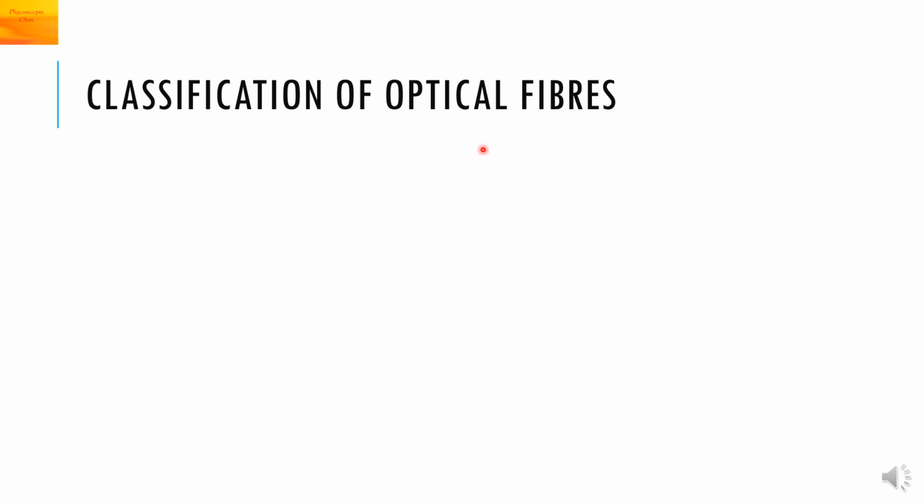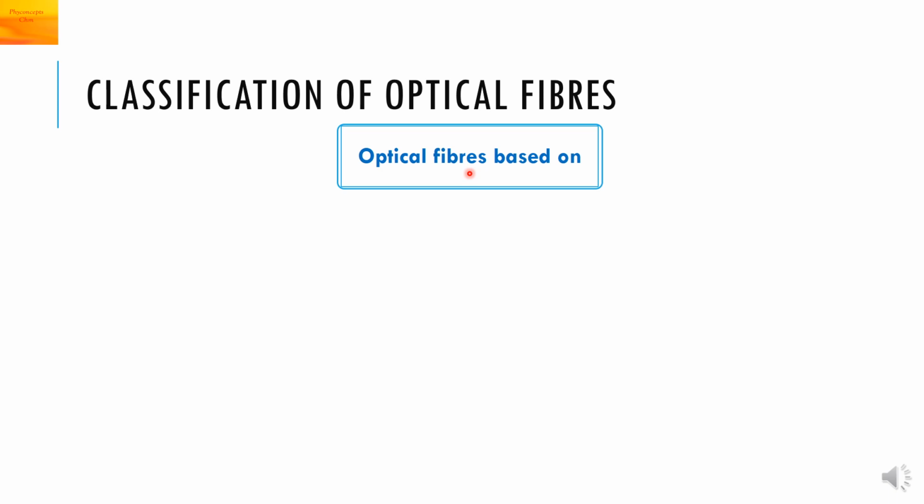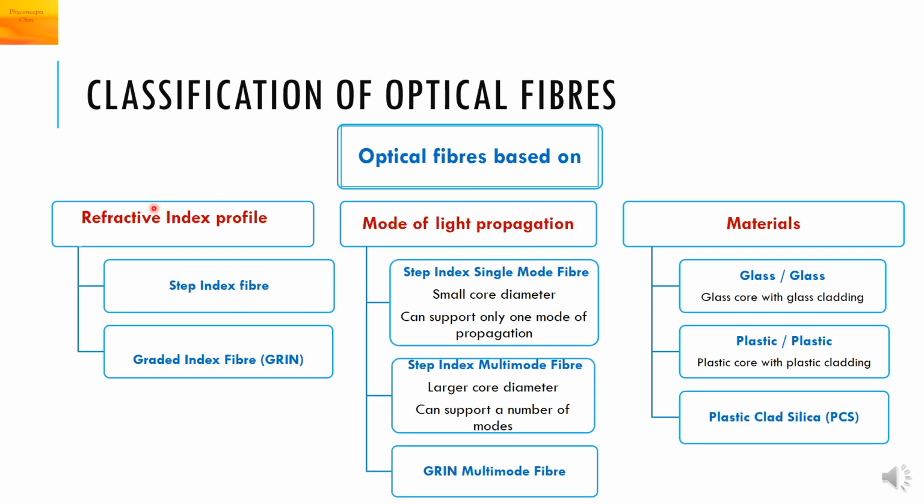Classification of optical fibers. We can classify the optical fibers on the basis of the refractive index profile, on the basis of mode of light propagation, and on the basis of materials. First, on the basis of refractive index profile, we can classify it into step index fiber and graded index fiber. On the basis of mode of light propagation, we can classify it into step index single mode fiber, next is step index multi-mode fiber, and third is the graded index multi-mode fiber.